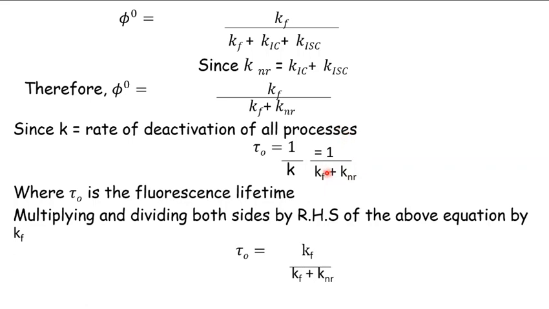So we will first multiply it by Kf. So 1 into Kf is Kf divided by Kf plus KNR, and now we have to divide it by Kf, that means 1 divided by Kf. This Kf divided by Kf plus KNR is equal to phi naught. So tau 0 will be equal to phi naught divided by Kf. Right? So this is how we relate fluorescence lifetime, the quantum yield in the absence of the quencher, and the rate constant of fluorescence. We relate these three quantities, and in numericals, if we know any two of the values, we can find out the third value.